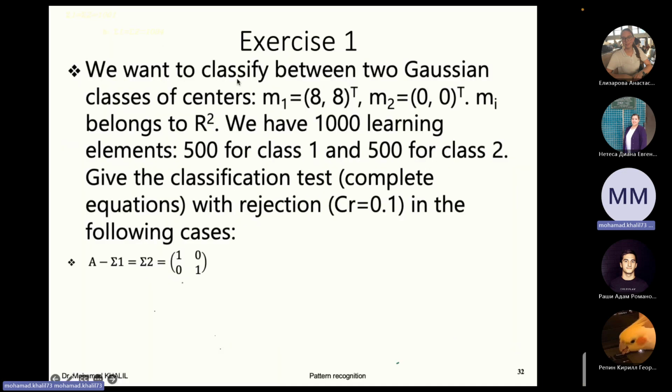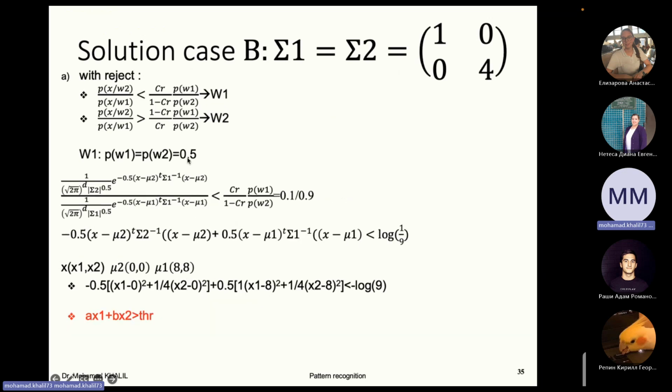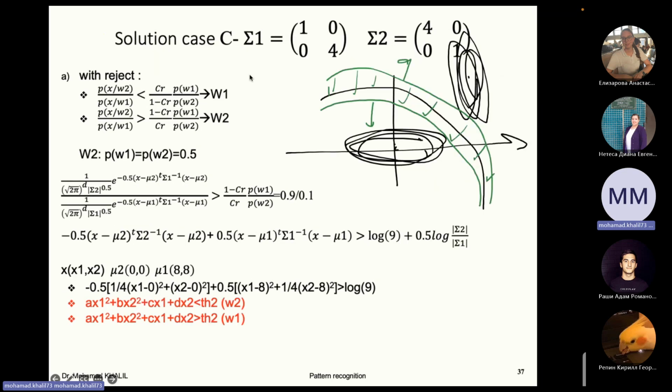We want to classify between two Gaussian classes, the same as before, but here it is in R2. Two Gaussian classes of centers M1 and M2. We have 1000 learning elements in class 1 and 500 in class 2. Give the classification test, the same, but here with rejection. Pay attention: with rejection, and CR equals 0.1. You have the same 3 cases. Case 1 is sigma 1 equals sigma 2 equals I, the second case is sigma 1 equals sigma 2 equals 1 over 4, and the third case is sigma 1 and sigma 2 are different.